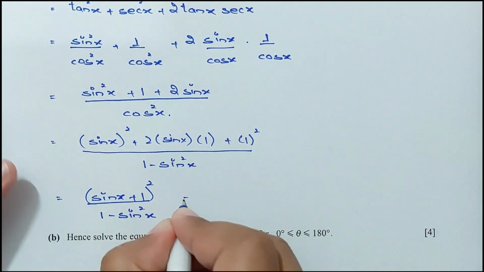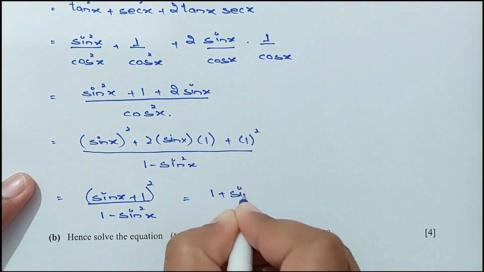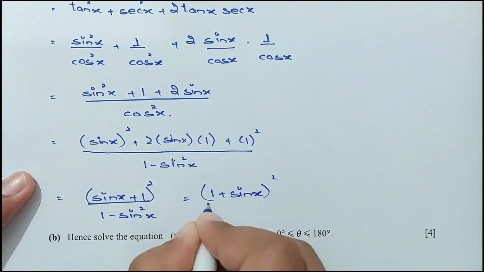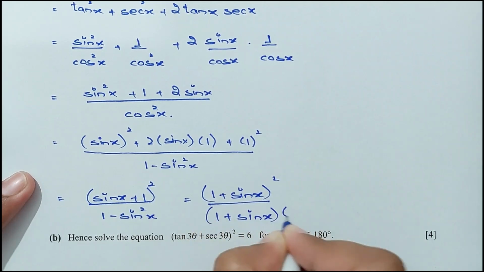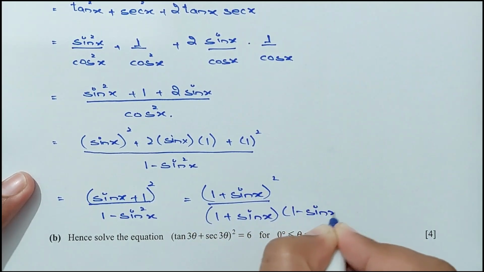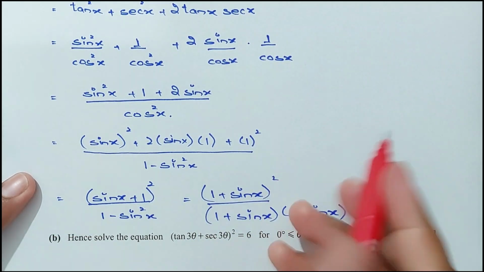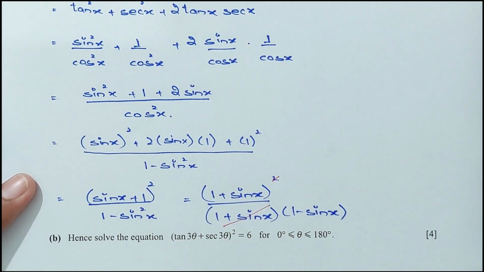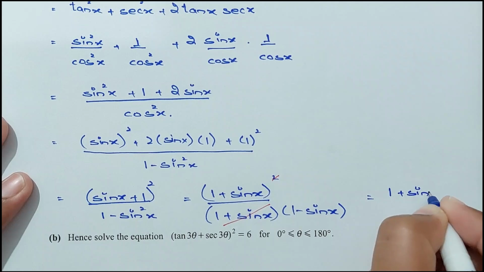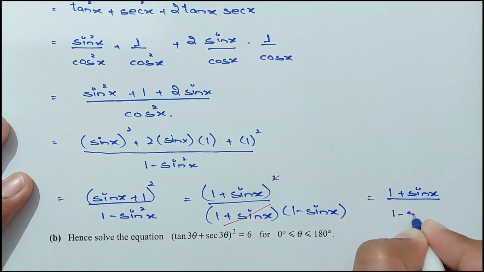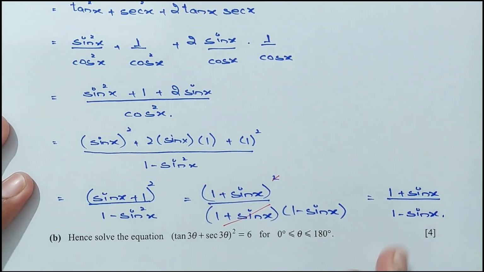Let me open this. This is (1 plus sine x) whole squared, and here we have (1 plus sine x) and (1 minus sine x). So we can cancel the like ones, 1 plus sine x with 1 plus sine x, and we are left with 1 plus sine x over 1 minus sine x. Now we have written it in this form exactly.